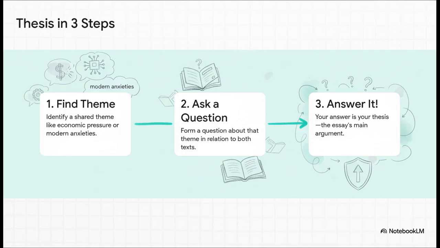First, you just identify that shared theme we talked about. Let's say it's modern anxieties. Second, turn that into a specific question, something like, how do Schuchler and Pugh show us the different ways money and technology create anxiety today? And third, you answer that question, and boom, that answer is your thesis.